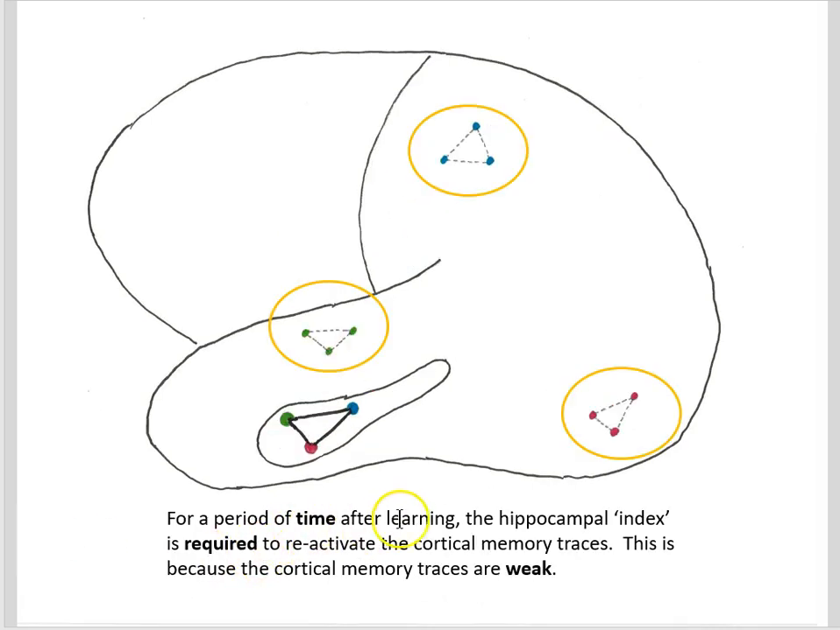Now, for a period of time after learning, the hippocampal index is required to reactivate the cortical memory traces. And this is because the cortical memory traces are weak. So if we're going to access these cortical memory traces, we need the hippocampus memory trace to be first activated so that then it, through its connections back to the cortex, can reactivate the cortical representation of the memory. So early on, we need the hippocampus to retrieve information stored in the cortex. And that's because these memory traces in the cortex initially are weak, as shown by the dashed lines.